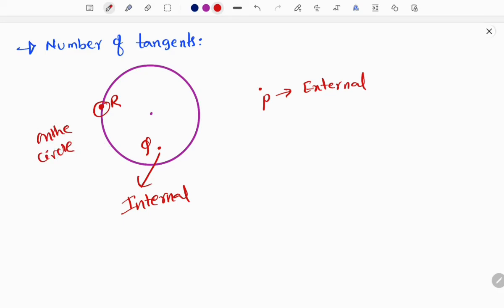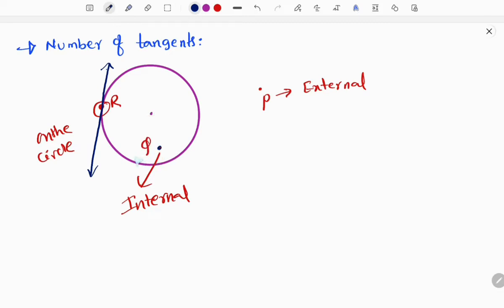Suppose here this is R. At R, how many tangents can you draw? Only one tangent, yes or no? Only one tangent, so keep it in your mind. So how many tangents can you draw to a circle from a point on the circle? Only one tangent.